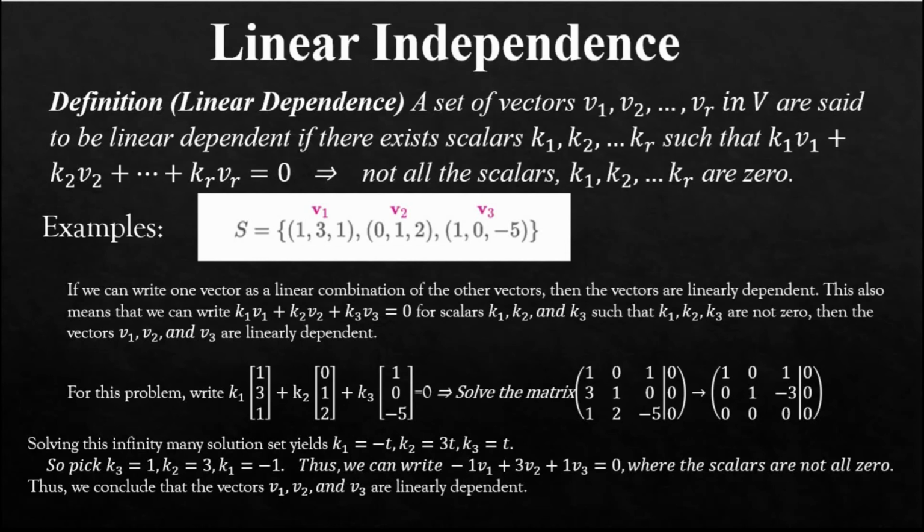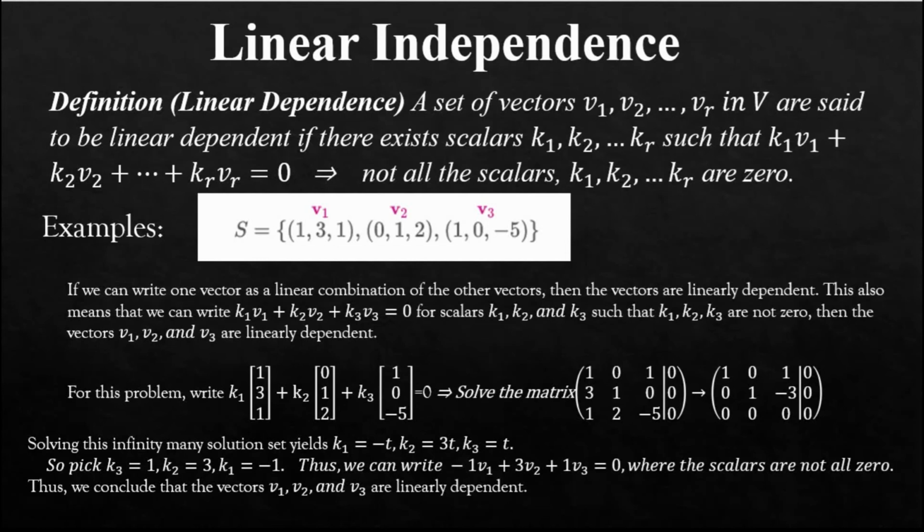Let's take an example, and I put examples, but I'm only showing you one. So here S consists of three vectors. How do we show that the vectors are linearly dependent? We take the linear combination of the vectors with scalars equal to 0, and then we solve for the scalars. If we can write one vector as a linear combination of the other vectors, then the vectors are said to be linearly dependent. Another way to show this: if we can write k1 times v sub 1 plus k sub 2 times v sub 2 plus k sub 3 times v sub 3 equal to 0 for scalars k1, k2, and k3 that are not all 0, then the vectors v1, v2, and v3 are linearly dependent.